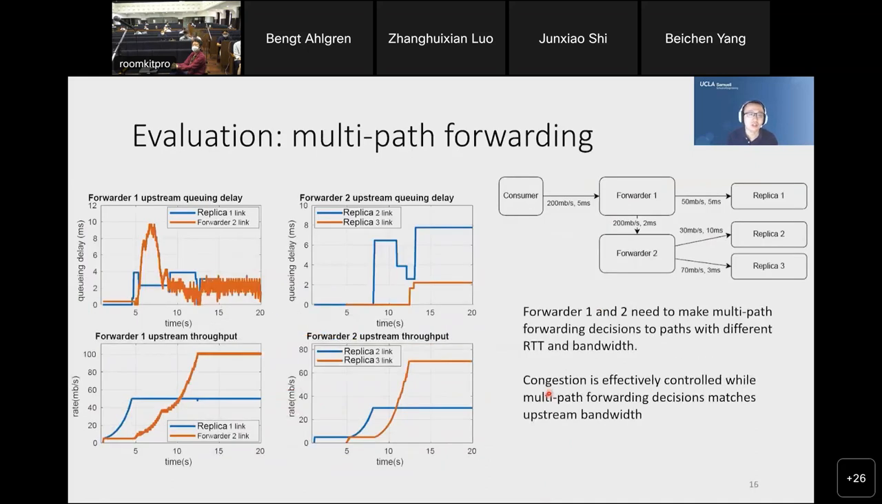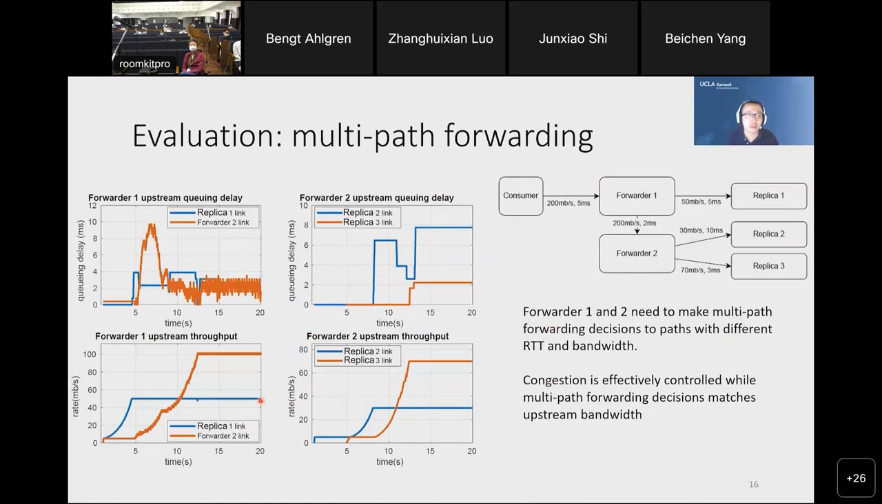And next, let's talk about the multipath forwarding scenario. Here we have two forwarders that need to make multipath forwarding decisions to different paths with different round trip times and bandwidth. And the result is shown on the left. Here we still have each upstream queuing delay under control and below the network round trip time, which shows congestion control is effective.